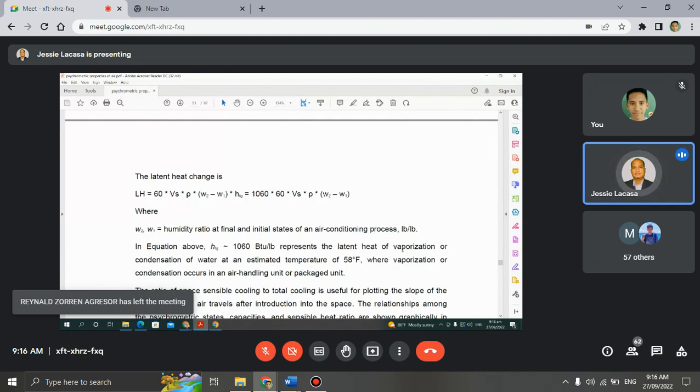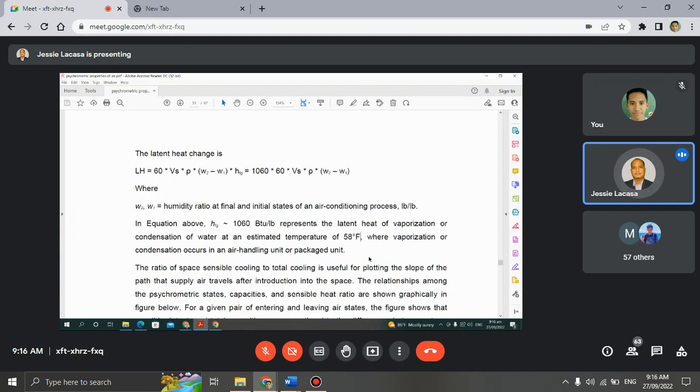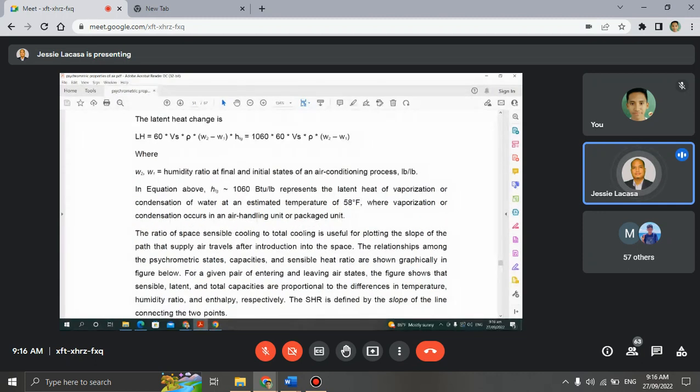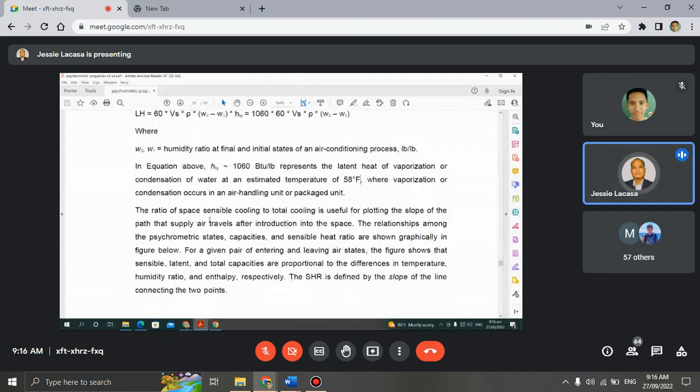So it represents the latent heat of vaporization or condensation of water at an estimated temperature of 58 degrees Fahrenheit, where vaporization or condensation occurs in the air handling unit or package unit. So this 58 is the estimated temperature in the AHU. The ratio of space sensible cooling to total cooling is useful for plotting the slope of the path that supply air travels after introduction into the space.